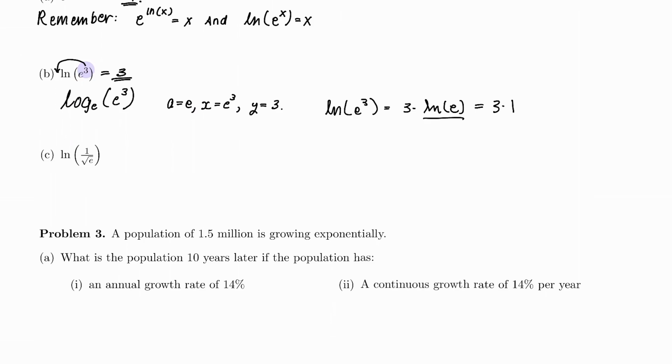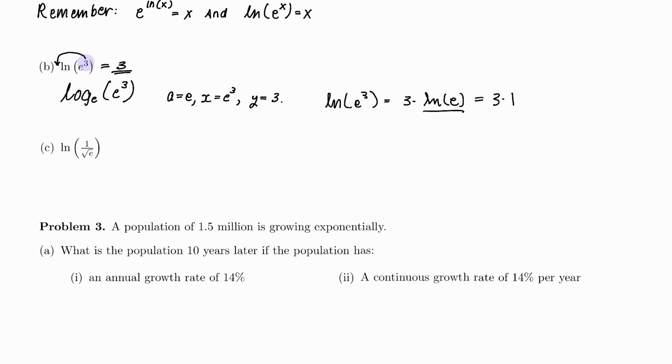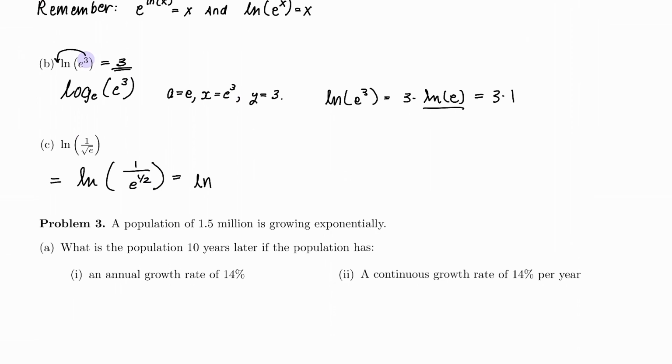Okay, and then the natural log of 1 over the square root of e. So what I like to do for these, anytime I see a square root sign, is get rid of it. So write it as a 1/2 power. So this is going to be equal to the natural log of 1 over e to the 1/2. And since e to the 1/2 is in the denominator, I can rewrite that as e to the negative 1/2. So I'm just left with negative 1/2.